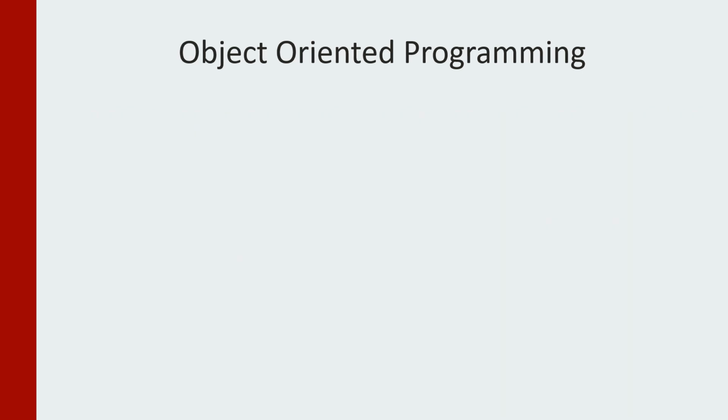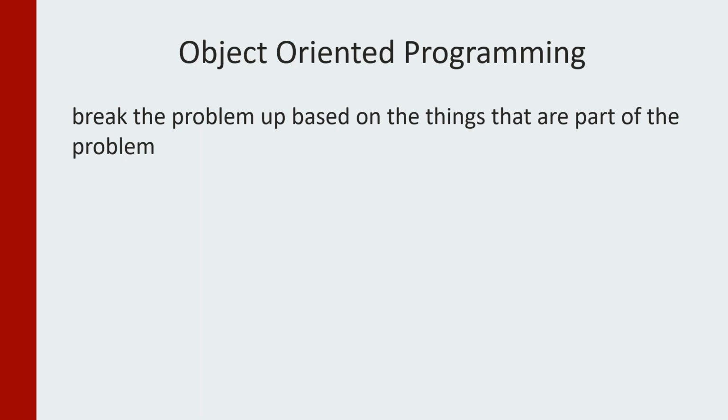So object-oriented programming allows you to break the problem up based on things that are part of the problem. So I use the word things, I use the word nouns. You just think about what nouns are part of your program, and then you can break the problem up using those nouns. Now, when you have a noun or an object, it has a thing that it is, and then it has a thing that it does.